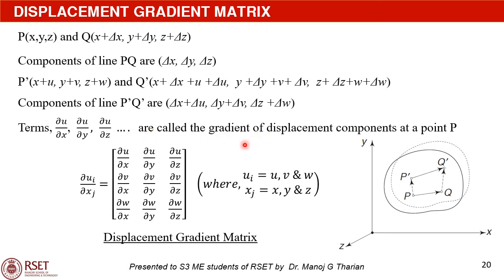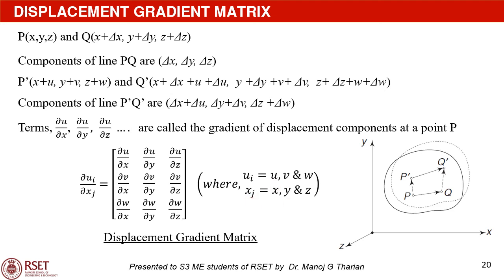The gradient of displacement components can be written in the form of a matrix as ∂ui/∂xj is equal to ∂u/∂x, ∂u/∂y, ∂u/∂z, ∂v/∂x, ∂v/∂y, ∂v/∂z, ∂w/∂x, ∂w/∂y, ∂w/∂z. This matrix is known as displacement gradient matrix. Here ui takes the values u, v and w in turn, and xj takes the values x, y and z in turn.